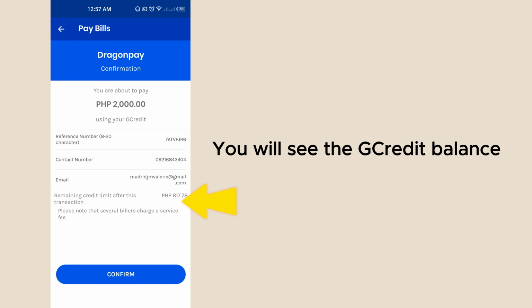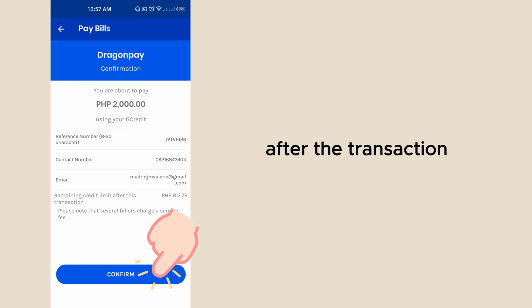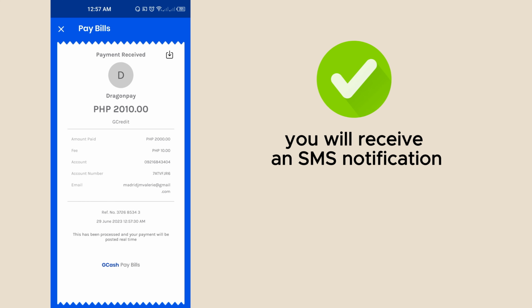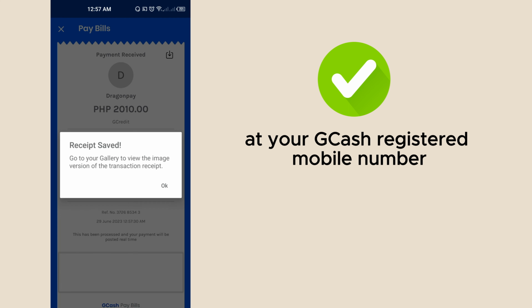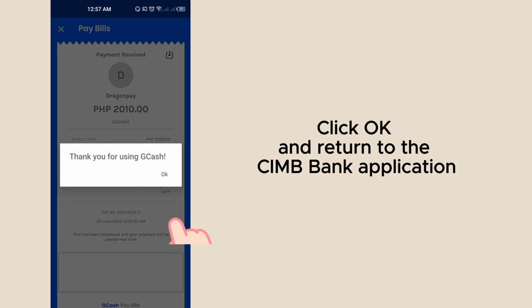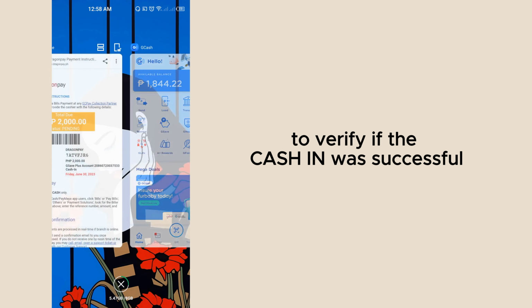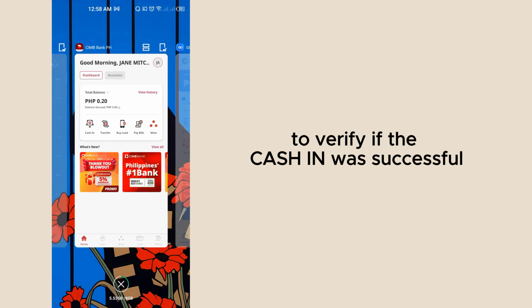In here, you will see the Gcredit balance after the transaction. To proceed, click Confirm. You will receive an SMS notification at your Gcash registered mobile number to confirm your payment. Click OK and return to the CIMB Bank application to verify if the cash-in was successful.